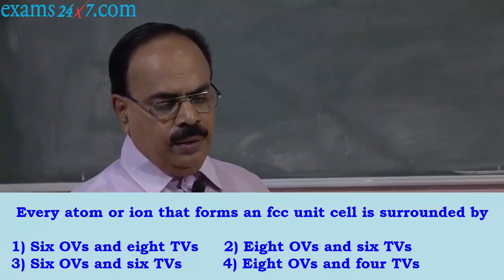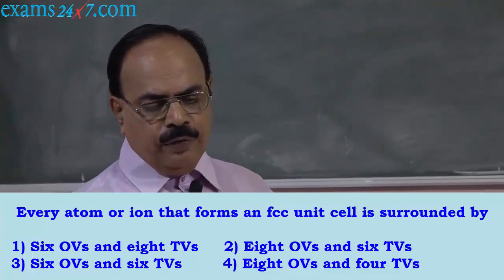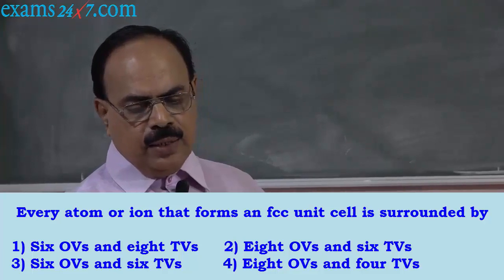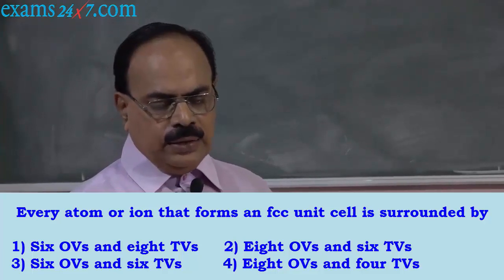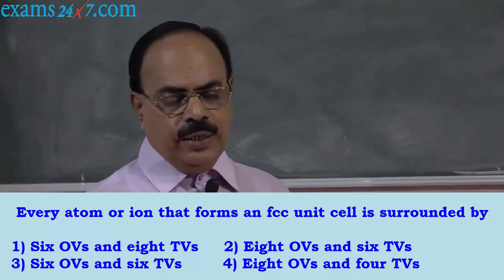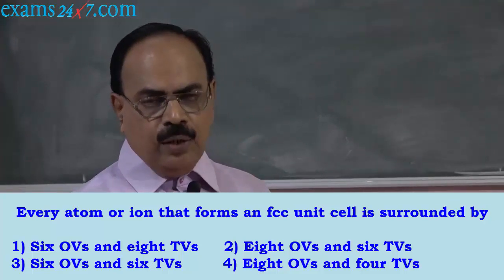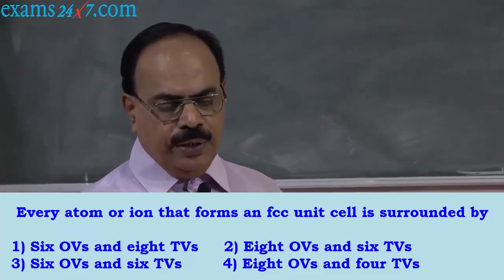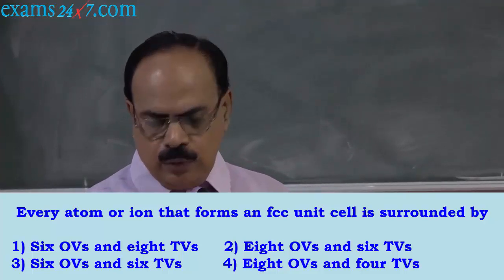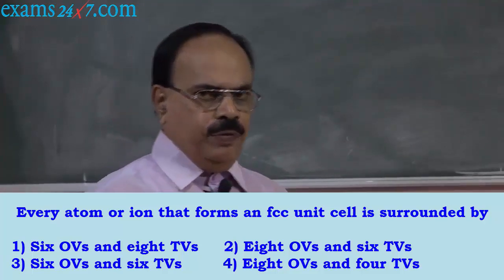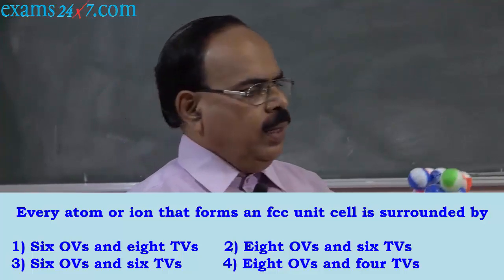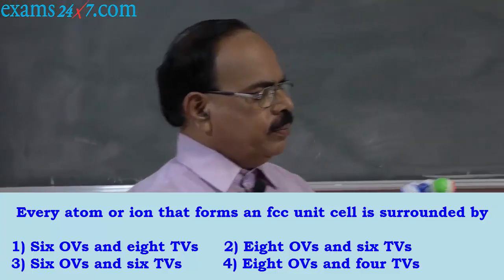Question number 13. Every atom or ion that forms an FCC unit cell is surrounded by. Alternative answers: 6 octahedral voids and 8 tetrahedral voids; 8 octahedral voids and 6 tetrahedral voids. Likewise, the other 2 alternatives are given. Before finding out what is correct, we will try to understand here.